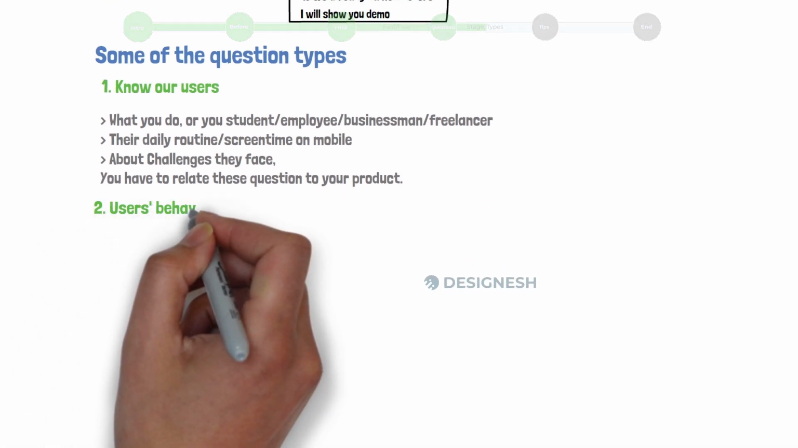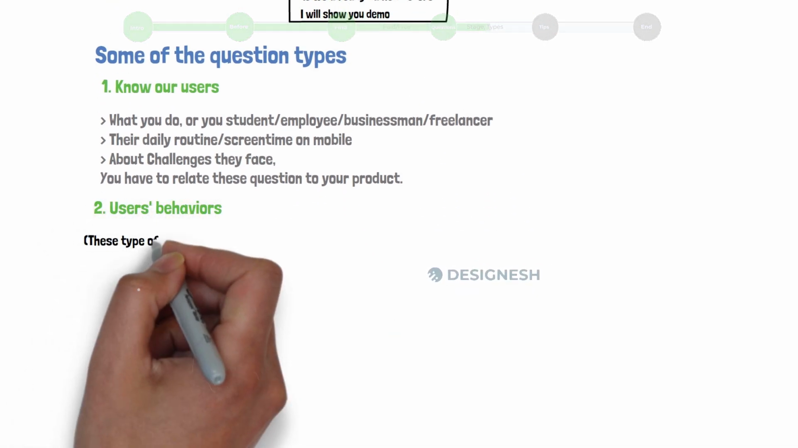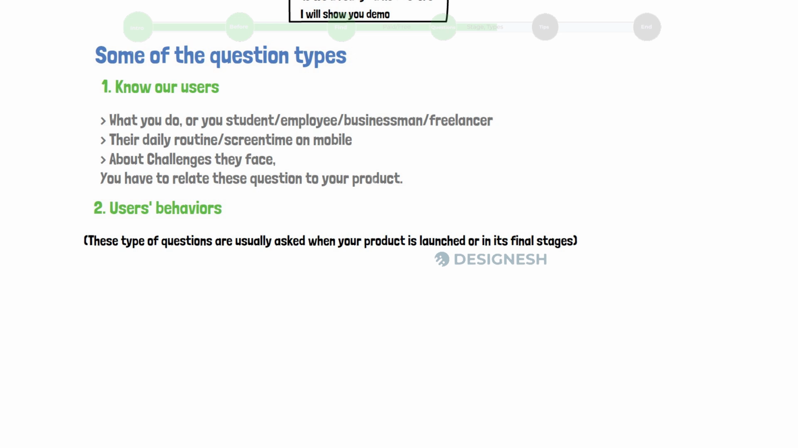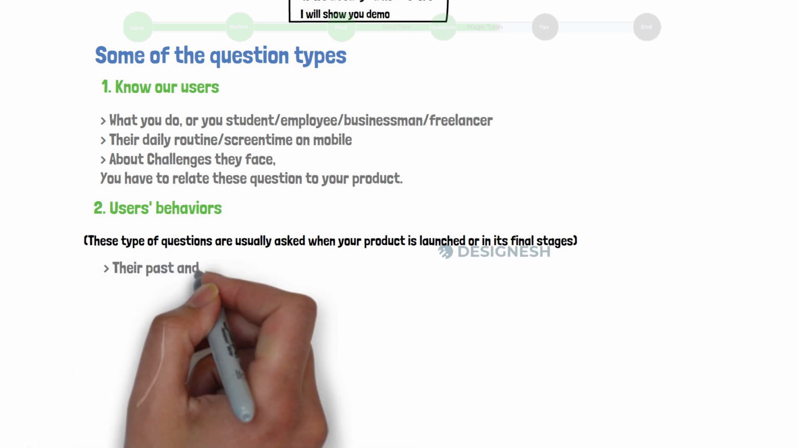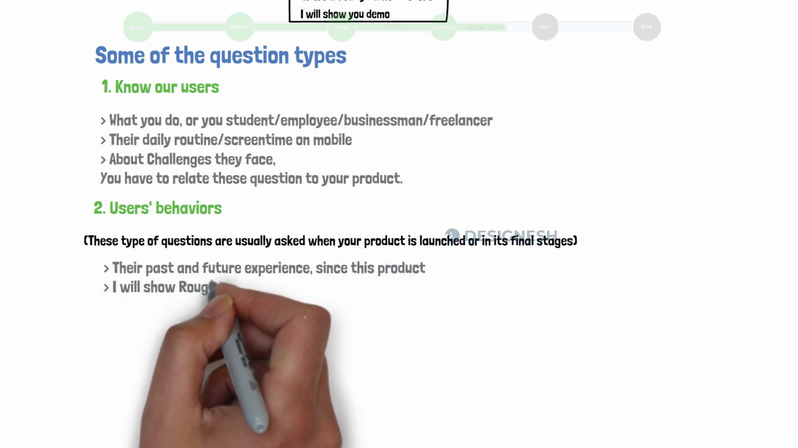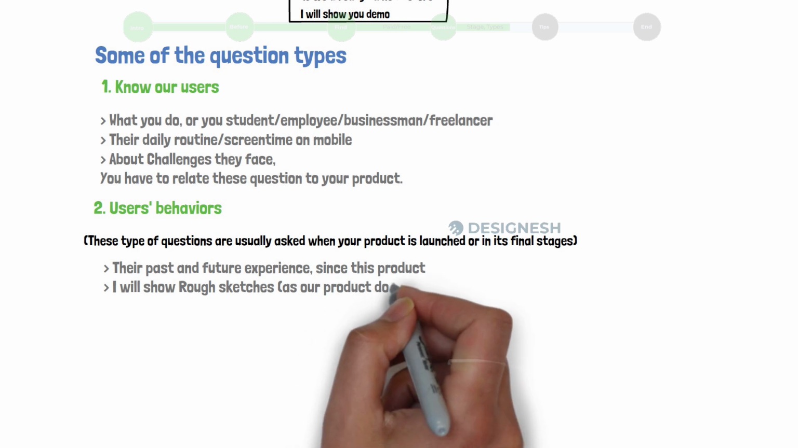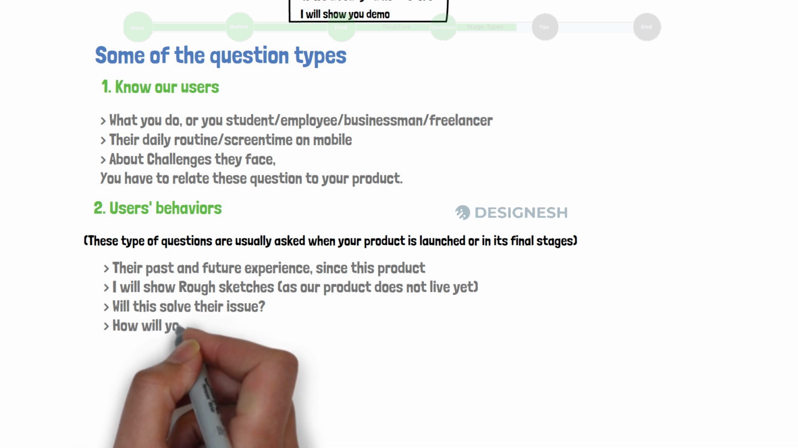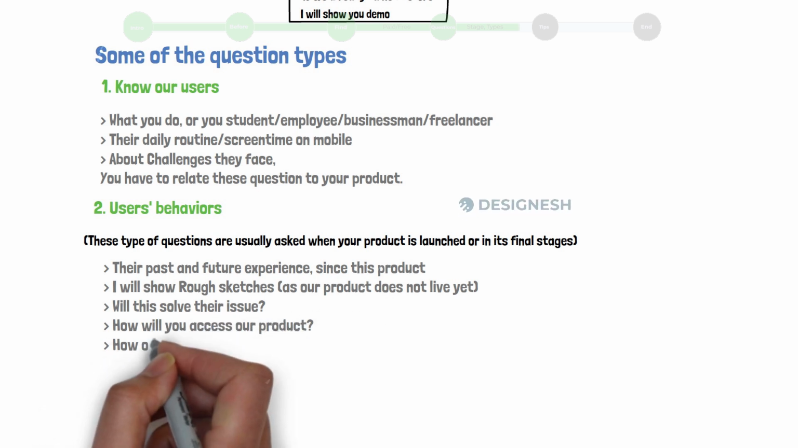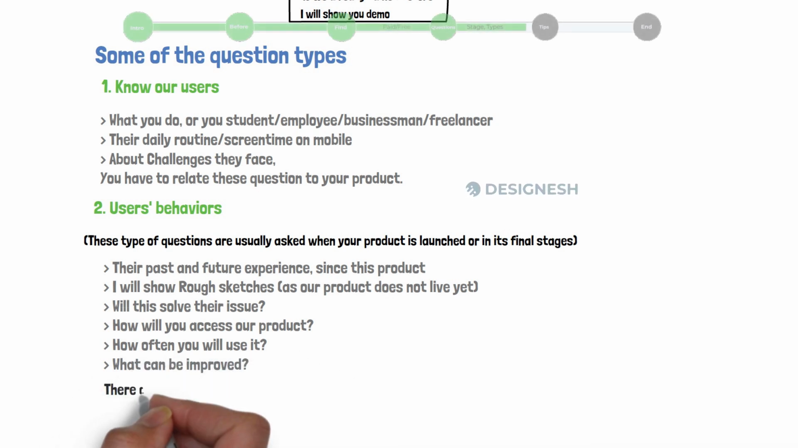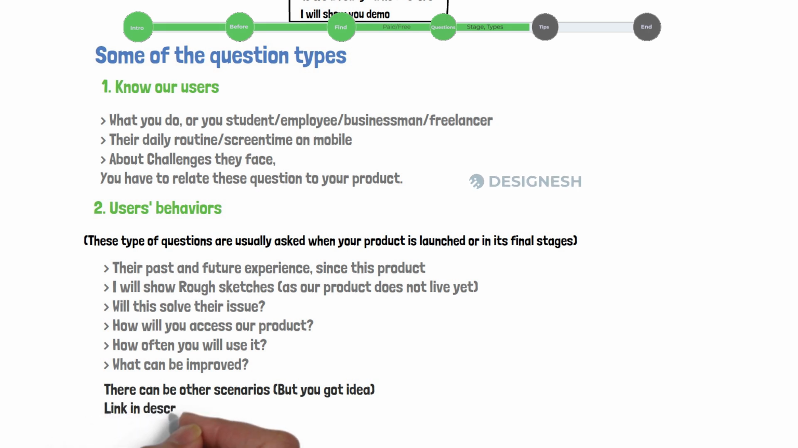The second type of questions can be to know users' behavior. These types of questions are usually asked when your product is launched or at its final stage. You can ask questions about their past and future experience. Since this product is not launched yet, I will show them rough sketches I built to get a better understanding of the product and take their opinions on that. Questions like, will this product solve their issue? How will you access our product? How often will you use it? How can it be improved? There can be other scenarios also. After watching this video, please check out the link in the description for other scenarios and what questions can be asked.